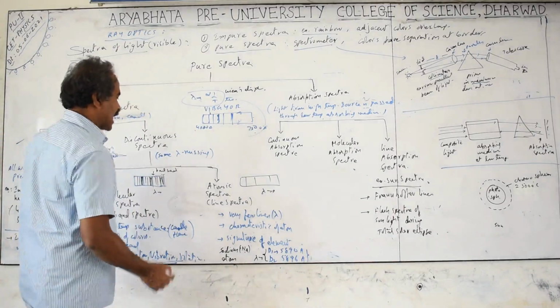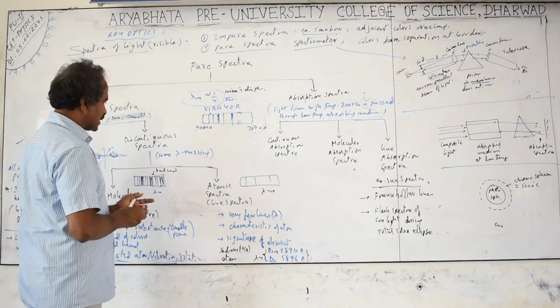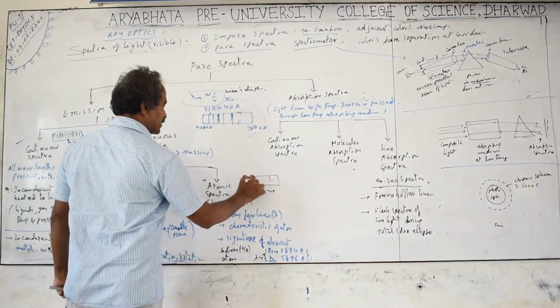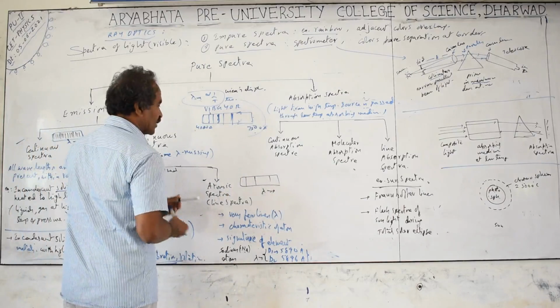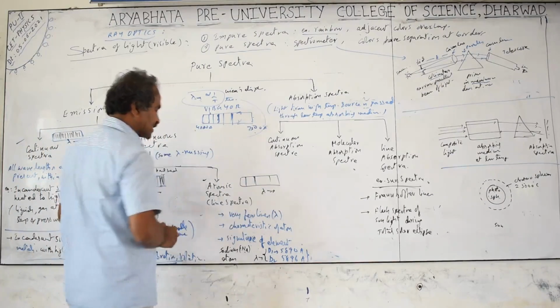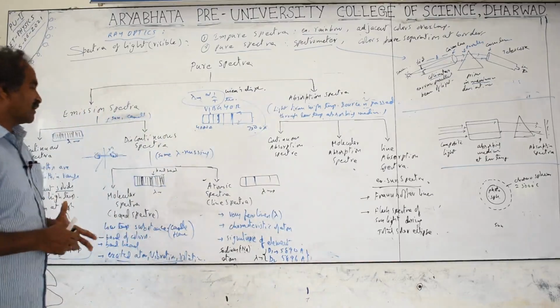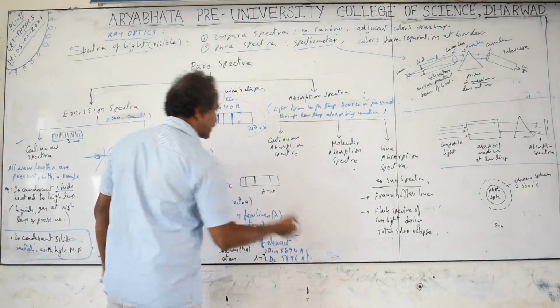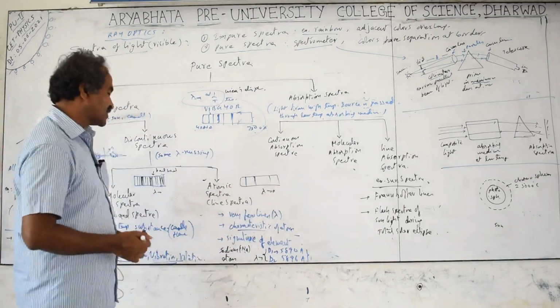Next is atomic spectra. This is also discontinuous spectra. This atomic spectra is important for us. It contains very few lines of wavelengths, and it is called the characteristic spectra of the atoms. Characteristic means property of the particular element. It is also called a signature of the element.